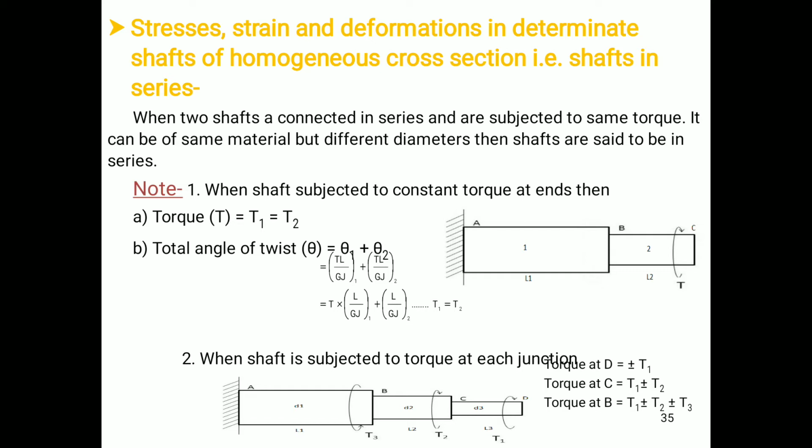So what are the conditions, what are the equations for such a system? Remember that the torque at D will be plus minus T1 because the effect will be on CD only. The torque at C will be the sum of T1 plus minus T2, depending upon the sign convention we have taken, and the torque at B will be T1 plus minus T2 plus minus T3. So those are the two conditions we are going to discuss in the form of numericals.